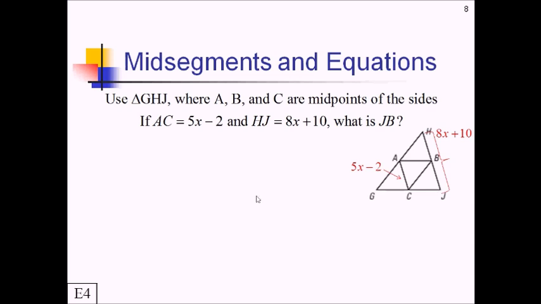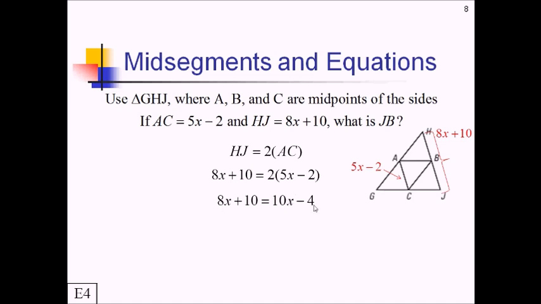All right, so a good way to do this would be to set up an equation with these two expressions. But before we do that, let's define the relationship between the two segments that they represent. Since AC is a midsegment, it connects midpoints, that means that HJ is going to be twice whatever AC is. So using some algebra now, we can say 8x plus 10 equals 2 times 5x minus 2, the expression for AC. And then let's distribute that out. So that'll be 10x minus 4.